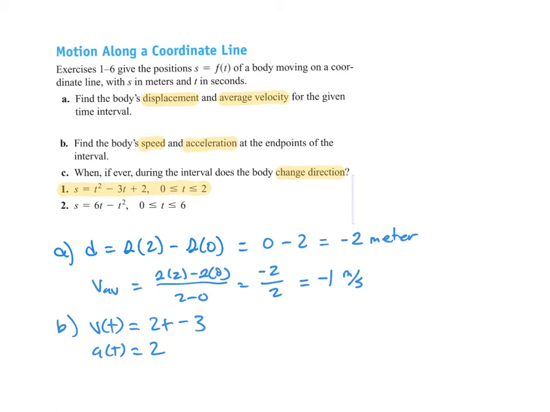Okay, so we need to find the speed and acceleration at the endpoints. So the endpoints are 0 and 2. So v of 0 is going to be negative 3. And that means that the speed would be 3, and that's meters per second. And v of 2 is going to be 4 minus 3, which is positive 1. Absolute value of 1 is 1 meter per second.